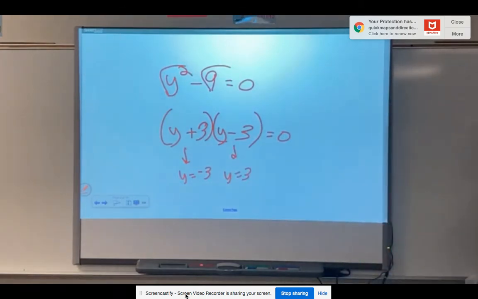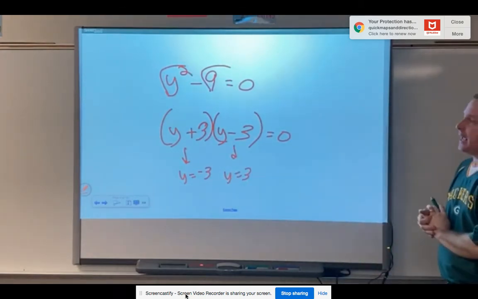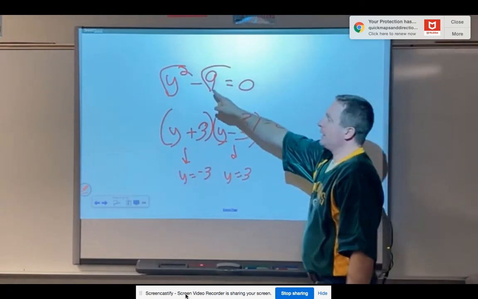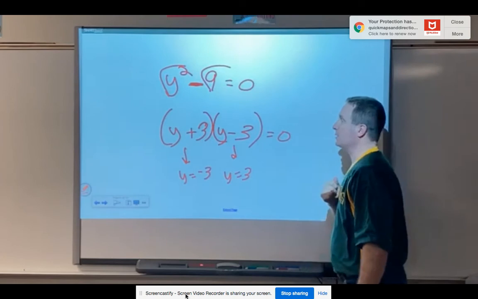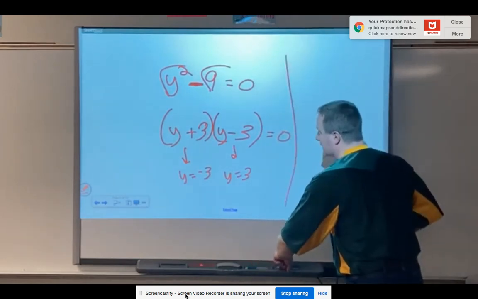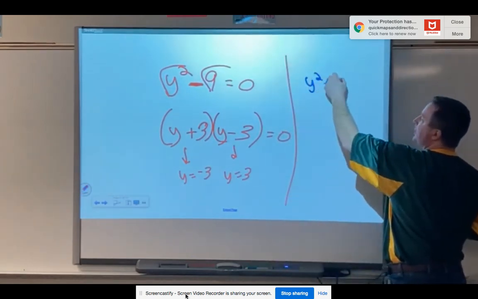Okay, so we like those perfect square ones. They're pretty nice. And one other thing I want to point out here, when I start out here, it has to be subtraction between the perfect squares. Okay, and I'll show you why that is here for 1 second. What if I had y squared plus 9 equals 0?